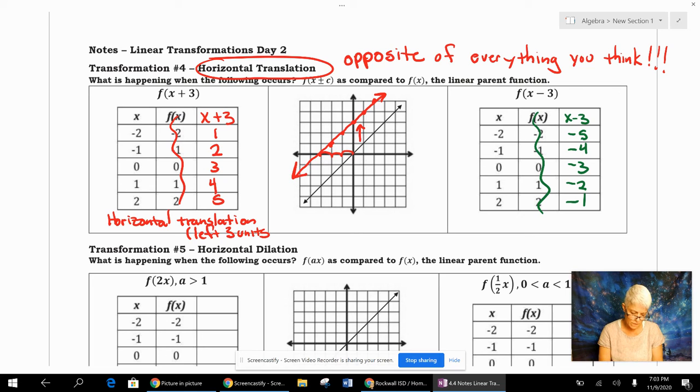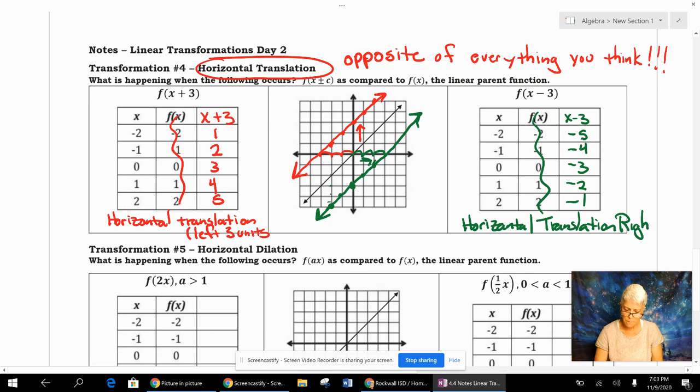So I have a -2, -5, so -2, 1, 2, 1, 2, 3, 4, 5. I have a -1, -4. I have a 0, -3. I have a 1, -2. And if you look, it looks as if it's going down, but actually it is a horizontal translation. What do you think? To the right or the left? If you look, you can see 1, 2, 3 to the right. Horizontal translation, right.